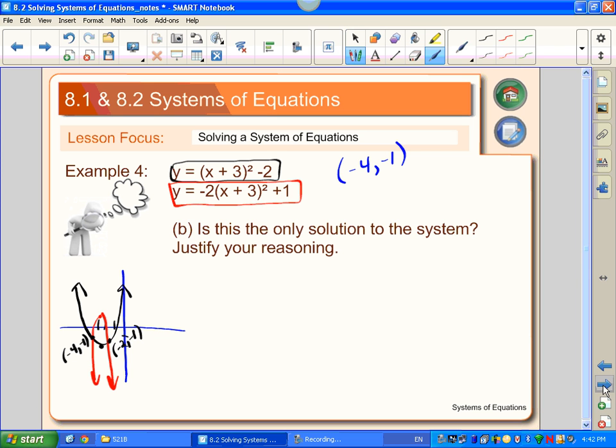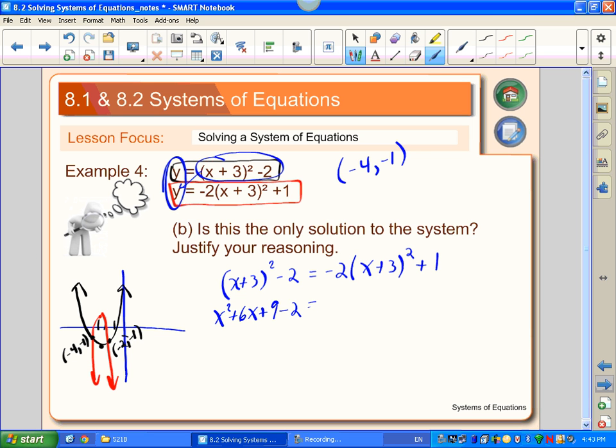But what does it mean to solve? We're going to put these two equal to each other. So we have those y's equal to each other, so we can do that substitution. I can substitute this value in for this y. So it's (x + 3)² - 2 is equal to -2(x + 3)² + 1. And when I expand this binomial squared, I get x² + 6x + 9 - 2 is equal to -2(x² + 6x + 9) + 1.